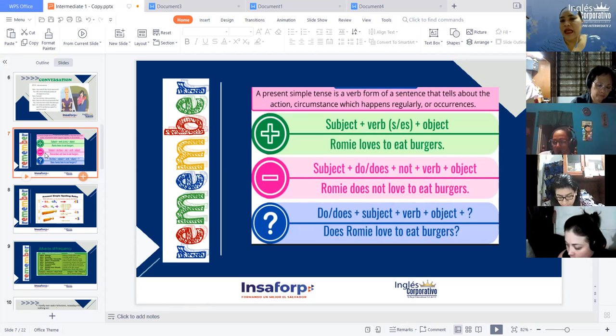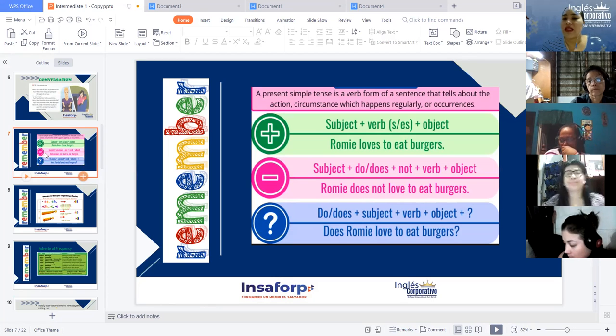Lo mismo sucede en las negativas. En las negativas nosotros vamos a hacer uso del auxiliar, ¿verdad? Era lo que les comentaba. Si ustedes recuerdan, teníamos un auxiliar. El auxiliar va a depender mucho de qué clase de pronombre nosotros estemos utilizando. Si, pues, en este caso nosotros tenemos Romy, que es una she, vamos a utilizar el does. Tenemos el sujeto, el auxiliar, ya sea do o does, el not, ¿verdad? Que es la negación, más el verbo, más el complemento. Romy does not love to eat burgers. Que Romy, pues, no ama o no le gusta comer hamburguesas.